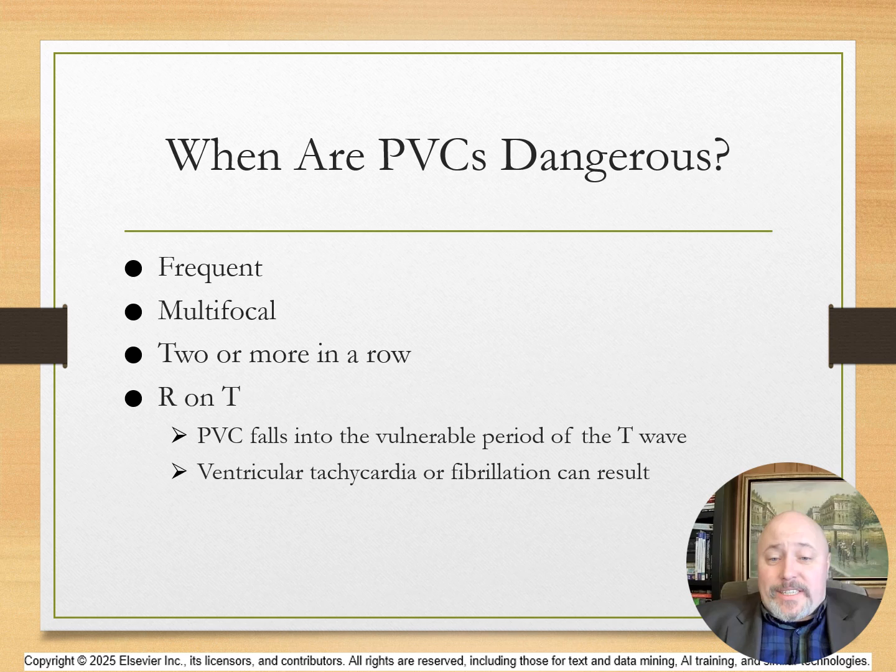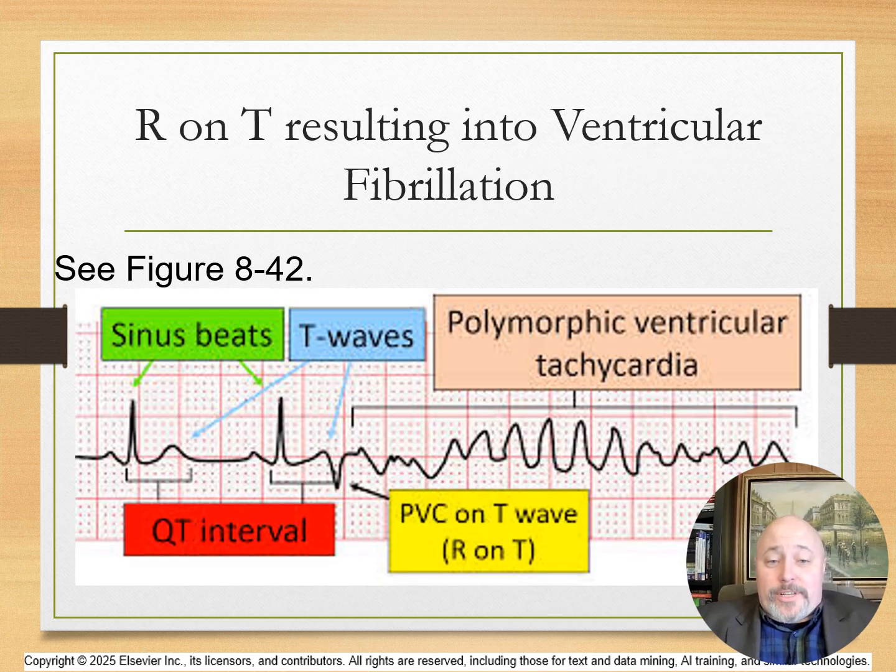What makes a PVC so much more dangerous than a PAC or even a PJC? They're going to be frequent, multifocal, possibly two in a row, and the danger of R on T, where a QRS complex could fall onto a T wave and throw the patient into a life-threatening, dangerous dysrhythmia that throws the rhythm of the heart completely out of whack. Here we have a representation of that R on T resulting in ventricular fibrillation or VFib. You see, it begins with the sinus beats, where that PVC falls on a T wave and then sends the patient's heart into a chaotic rhythm, that ventricular fibrillation.